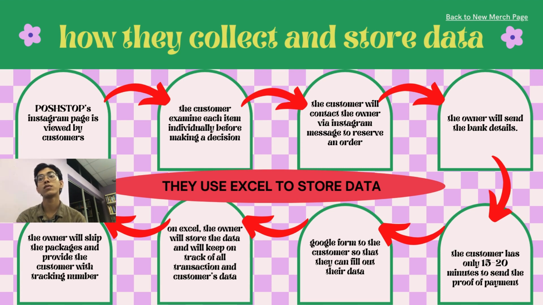Next, a Google Form will be sent to the customer so that they can fill out their data. Next, on Excel, the owner will store the data and keep track of all transactions and customers' data. And the last process is the owner will ship the packages out and provide the customer with a tracking number. And for your information, they only use Excel to store data.